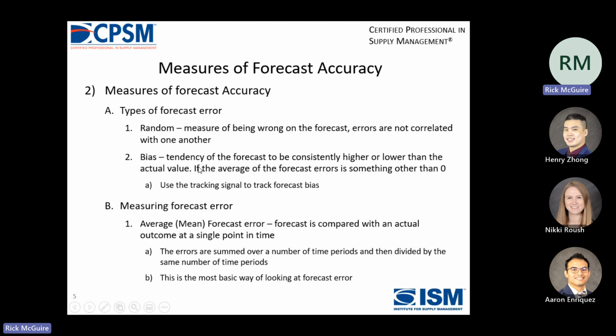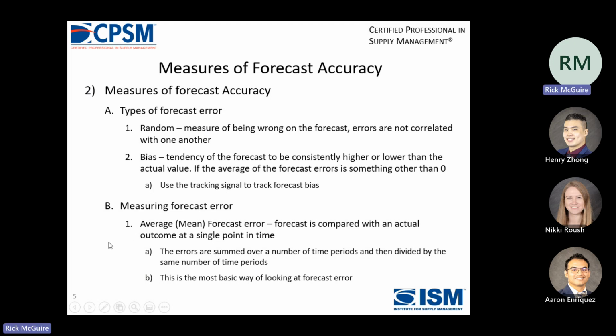But there's also a bias, which is also a form of error. It's a tendency to forecast higher or lower than the actual value. So if you're always higher or you're always lower, that's a bias. And that's different from a random error. If the average of the forecast errors, which is the forecast minus the actual, is something other than zero, you've got some kind of bias tendency. And we'll go over the tracking signal to try and figure out what that is.